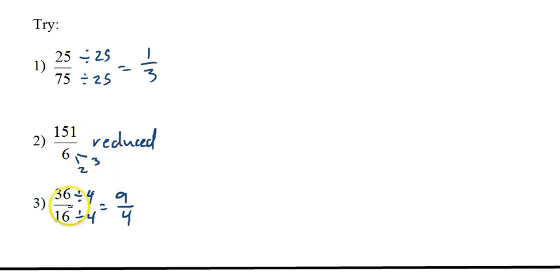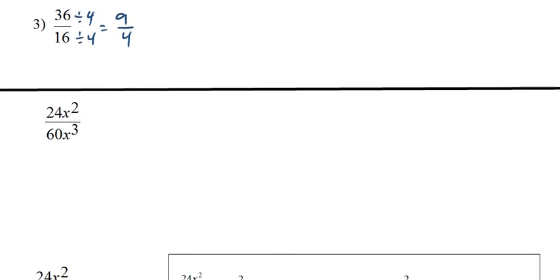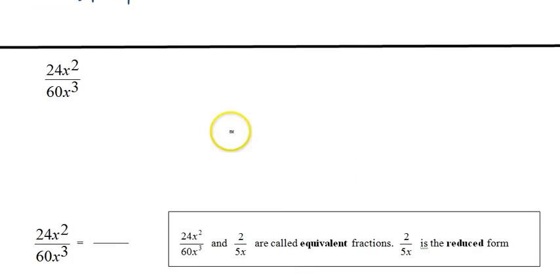And if you go to 36 and 16, you should have gotten 9/4. Alright, what about if we have these little variables in there with exponents?